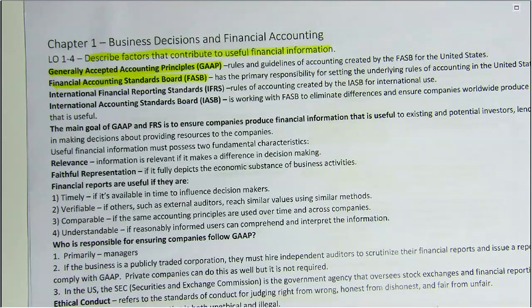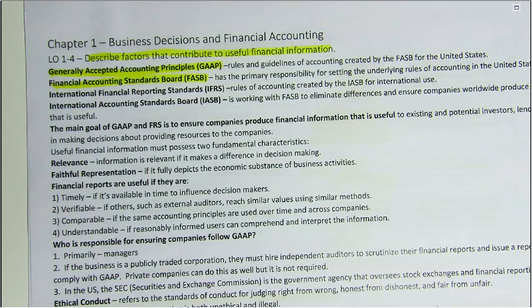They're made out of a lot of different folks who are accountants, who are educators, who are business people, who are economists, and they're the ones who set the rules for how we record and report things, which is what we will be learning in this semester.